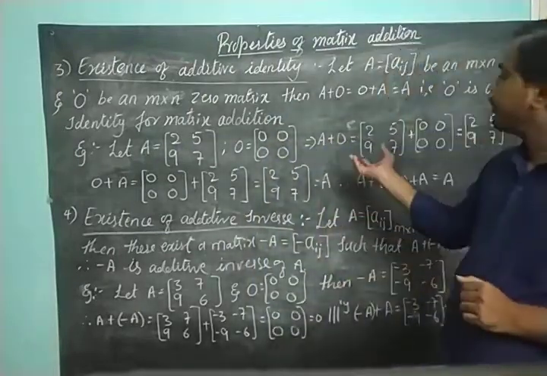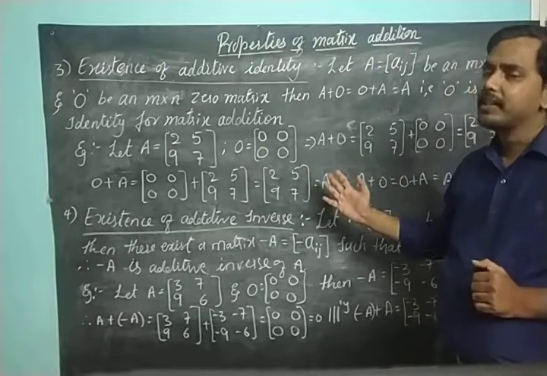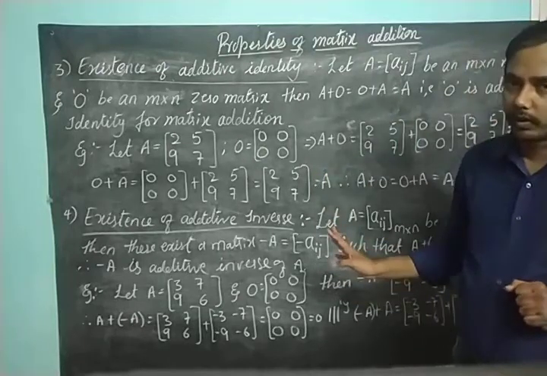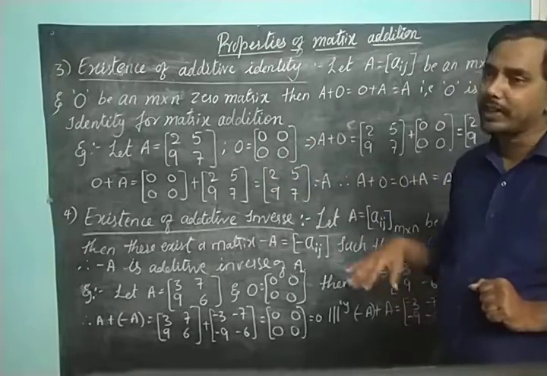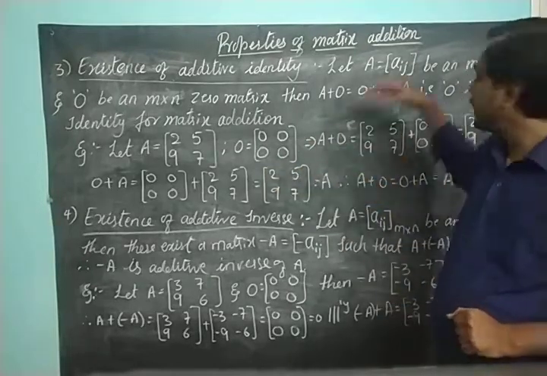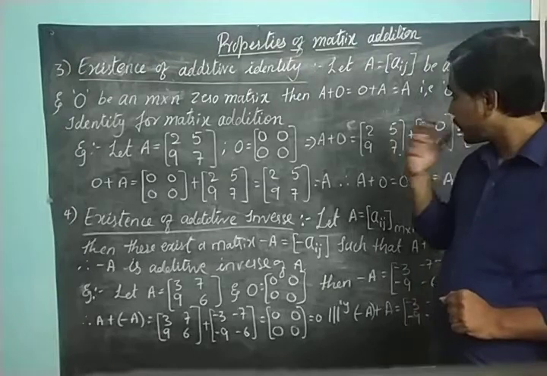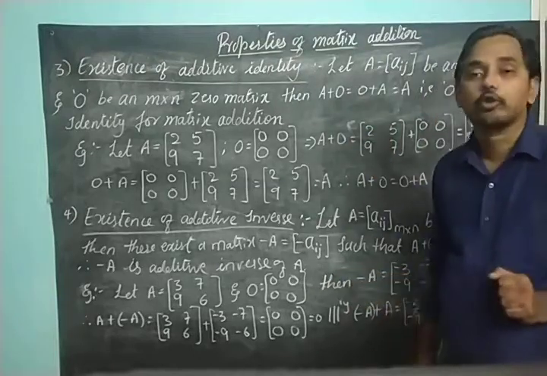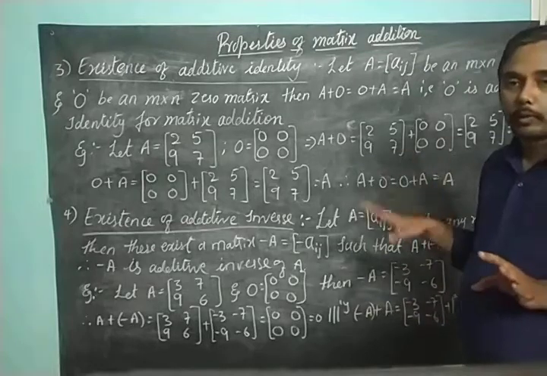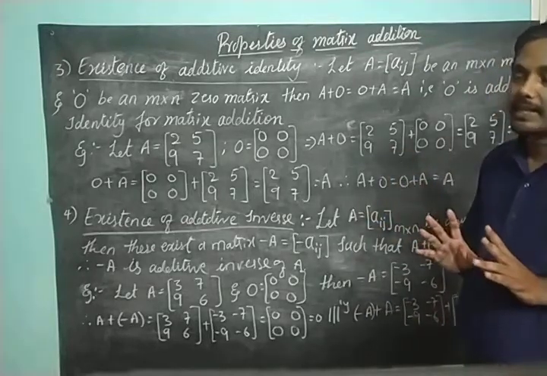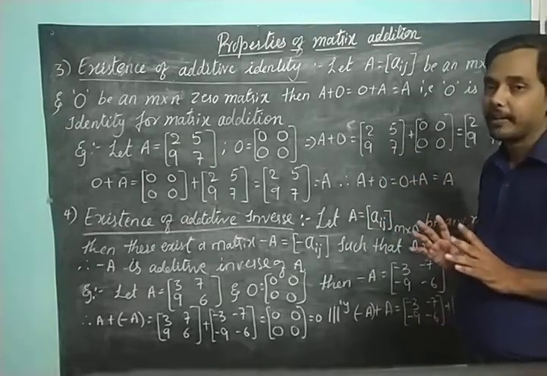So with this simple example, I have taken a 2 cross 2 matrix. You can take a matrix of any order, but all the matrices should be of the same order. If you take 3 cross 3, O also should be 3 cross 3, and minus A also should be of order 3 cross 3. Then you can apply the property and you will get the values. Is that clear? I hope these things are very much clear.